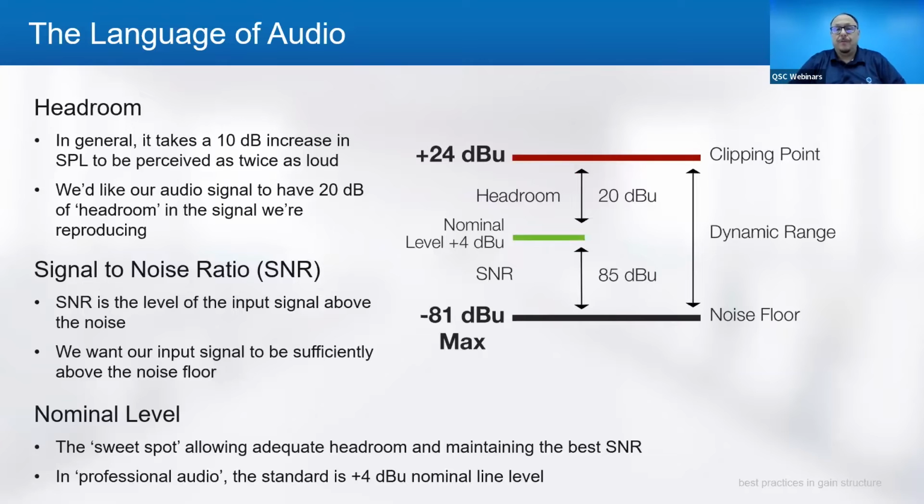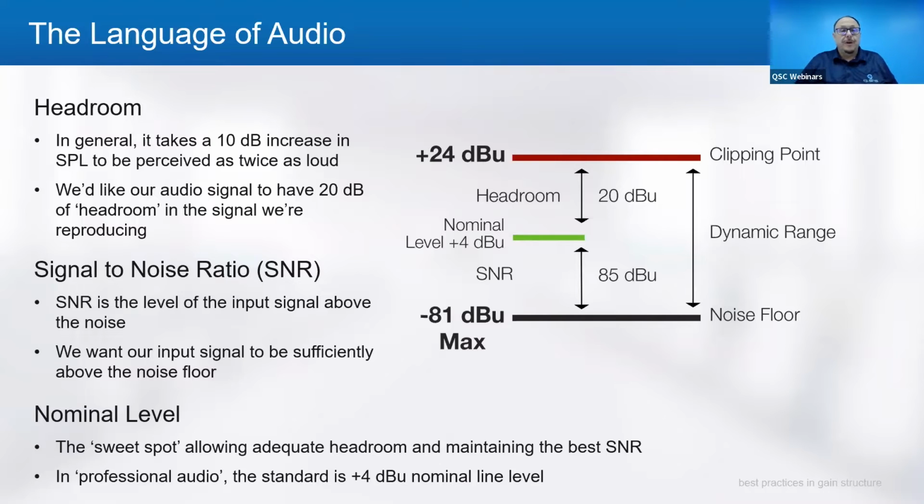Headroom. In general, it takes a 10 dB increase in SPL to be perceived as twice as loud. Ideally, we want our audio to have 20 dB of headroom in the signal that we're reproducing. So what you will typically see is we'll set a nominal level 20 dB down from that. When our scale is dBu, that's going to be plus 4 dBu. On your old analog meters, that typically is the point where it starts to turn red. A lot of people say we're setting for 0 dB or normalizing all of our inputs, but typically plus 4 dBu is where you're going to be.